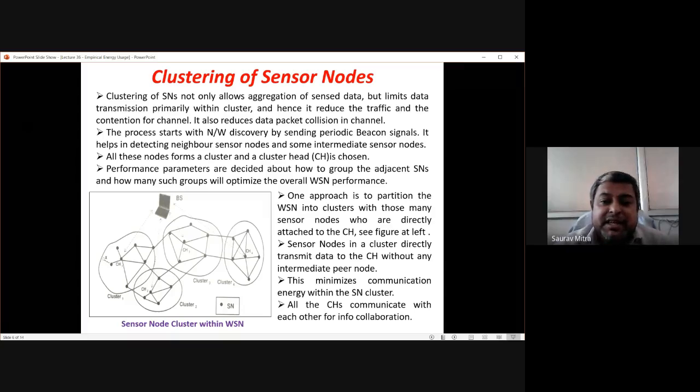Performance parameters are decided about how to group the adjacent sensor nodes and how many such groups will optimize the overall wireless performance. Now, this is a very important thing. There are 60 students in my class, and I want better control over the class. So I will divide the 60 students into groups of 10, or 5, or 3. That depends on how good I am or what kind of outcome I want. So how many nodes should be in every cluster? That depends on how well the base station would be able to control them.